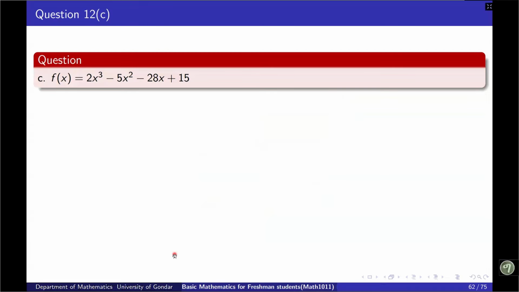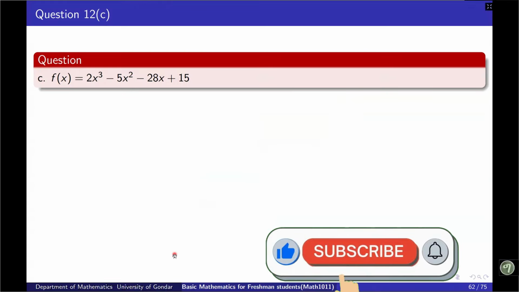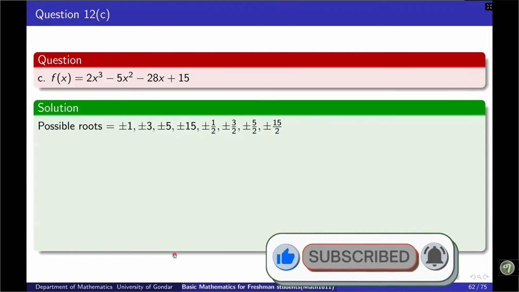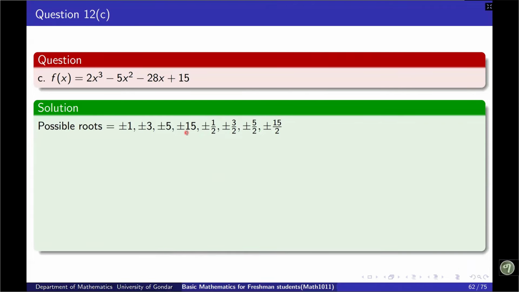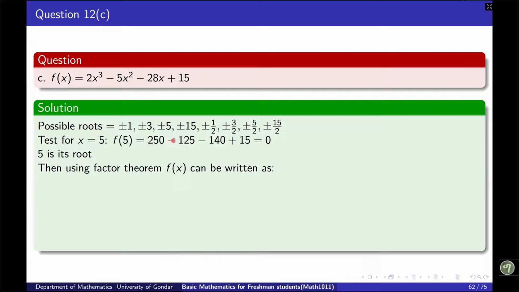Next, the polynomial is minus 5x squared minus 28x plus 15. Possible roots are the combinations of the possible factors of 15 and the possible factors of 2. If we check x equal to 5, the value is already 0, so 5 is one of the possible rational roots of this polynomial function. Therefore, if we apply the factor theorem, if 5 is a root, x minus 5 must be a factor.